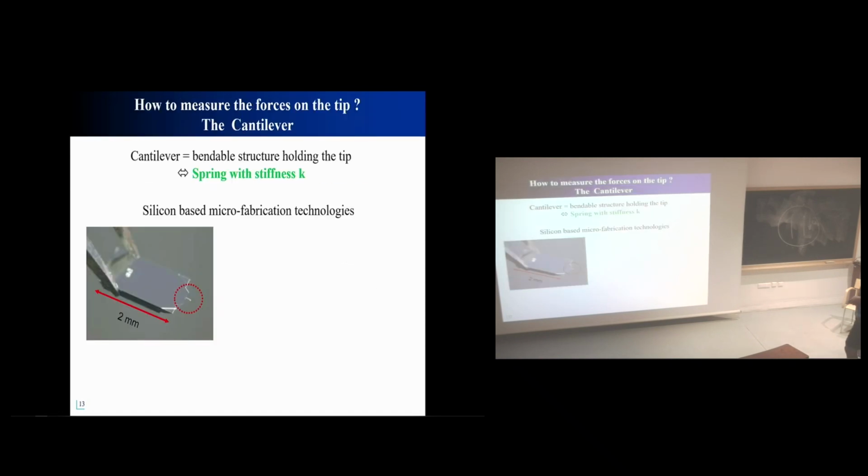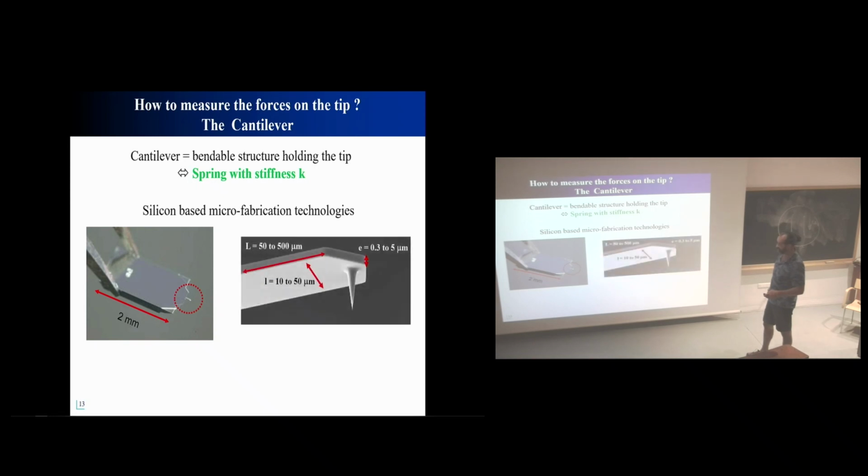This is the concept of the cantilever, and that's why I have this ruler. A cantilever is a bendable structure holding the tip. It's like this ruler. It's a spring with a stiffness K. It's all based on microfabrication technologies. And here you have an image. This is the tweezers. This is your chip. And at the very end here, you find this, a ruler with a small tip below it.